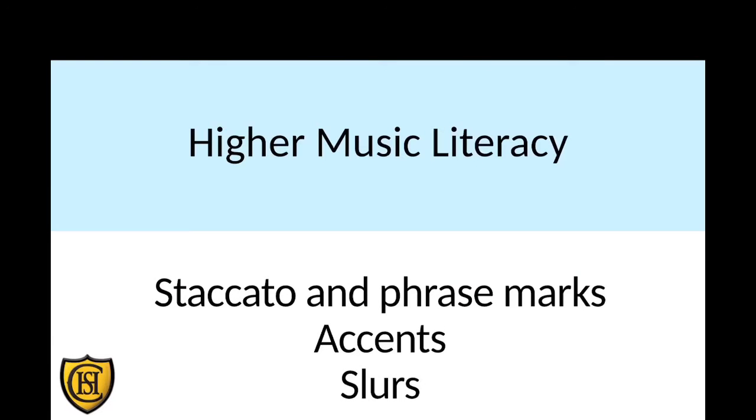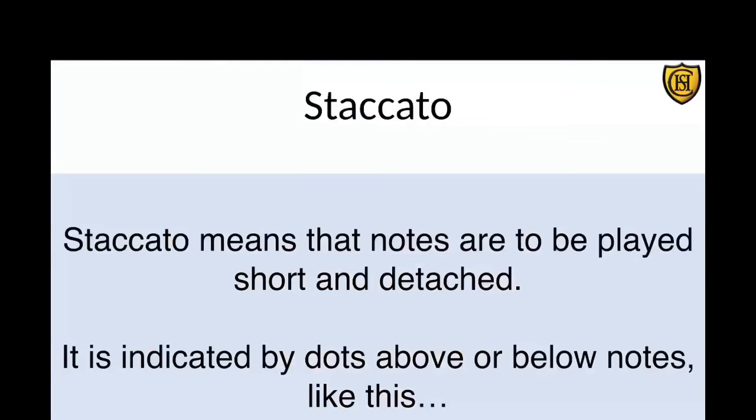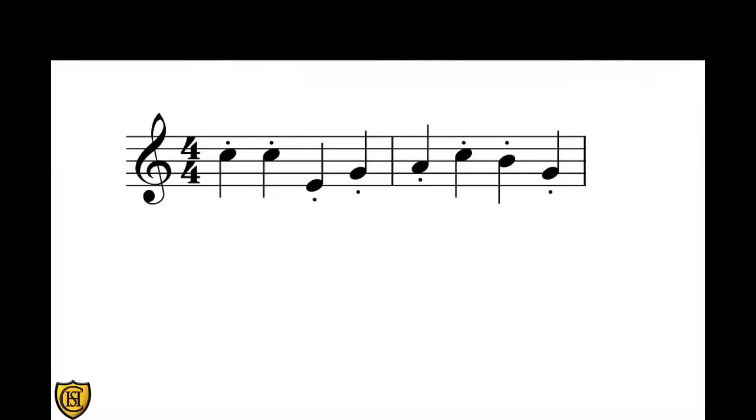Today we look at some of the symbols that we might find in a piece of music, specifically staccato and phrase marks, accents and slurs. So, starting off with staccato. Staccato means that notes are to be played short and detached, really separate from each other. And it's indicated by dots which appear above or below notes, like this.